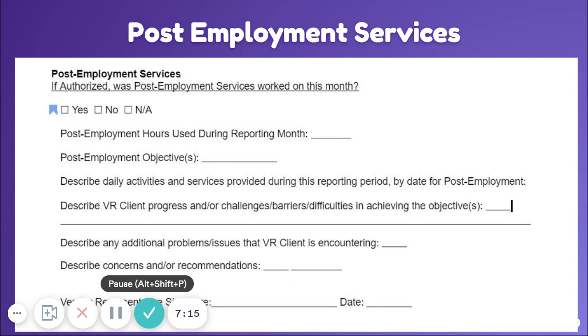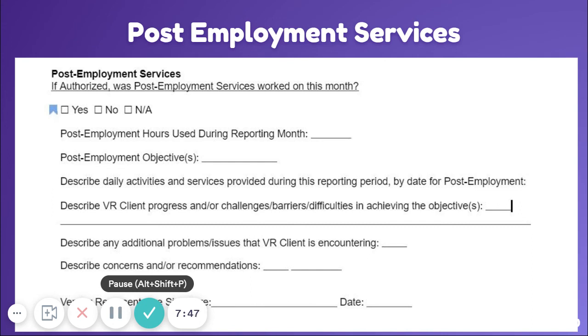Next, you will scroll down to the prompt that says, describe any additional problems or issues that the VR client is encountering. None or NA is not acceptable here, but the phrase, the client is progressing and there are not any additional problems to report at this time, is acceptable. Next, you will describe concerns or recommendations. Something like, continued job supports to ensure Elvis succeeds at the job, is acceptable. Both of these sections are required whether authorized for JDR or post-employment.